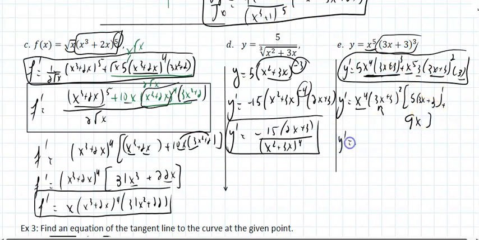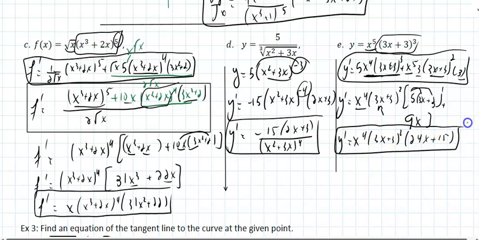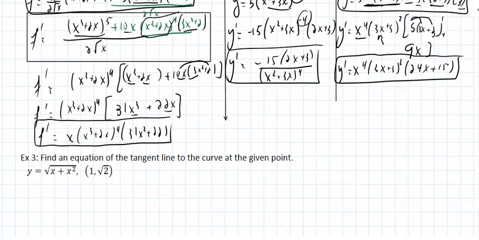So y prime is actually x to the 4th, 3x plus 3 squared, times 15x plus 9x is 24x, and 5 times positive 3 is 15. So anything that I'm boxing is accepted on the test.